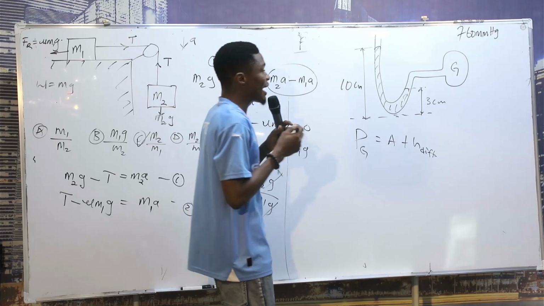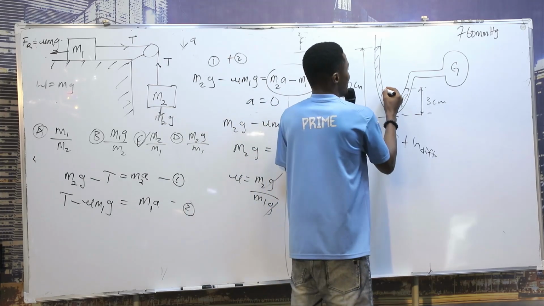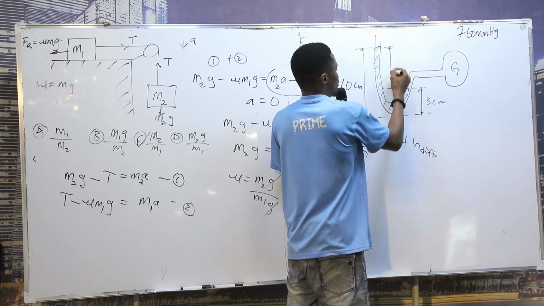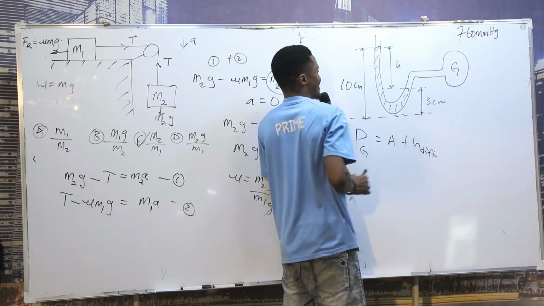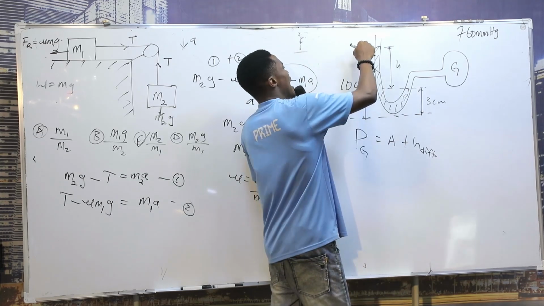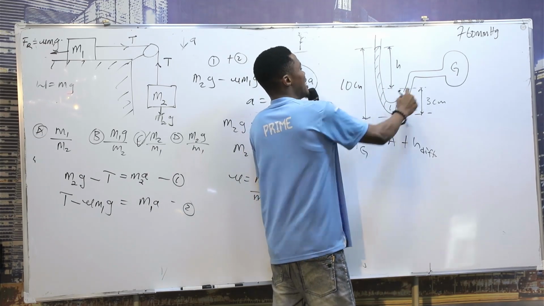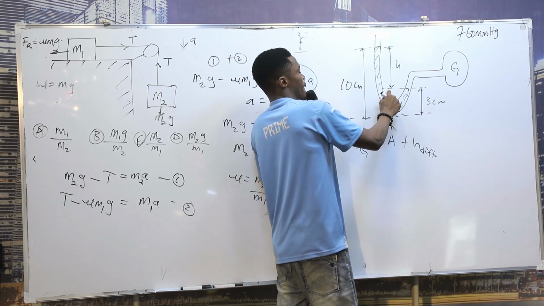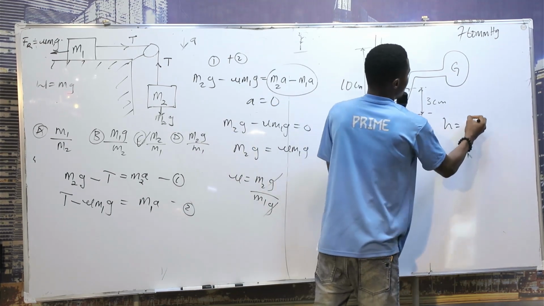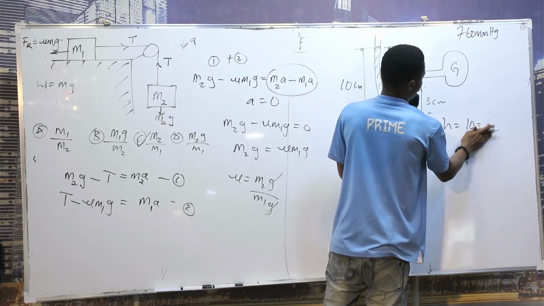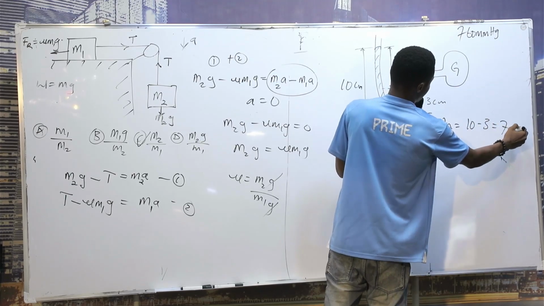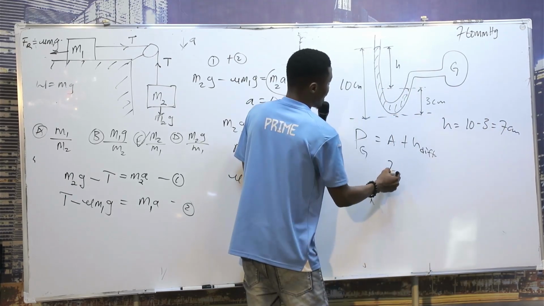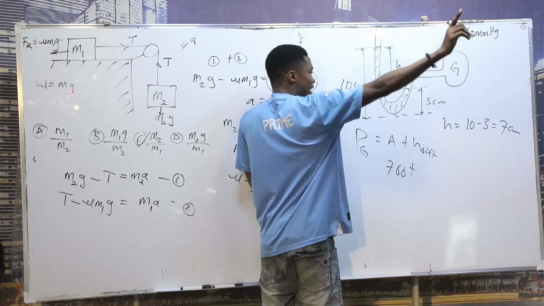In our class, height difference means from one level to the other. This is our height difference. If you look at this, from here to here is about 10, and from here to here about 3. So H should be 10 minus 3, which is how many? 7 cm. So we'll say 760 plus, be careful.